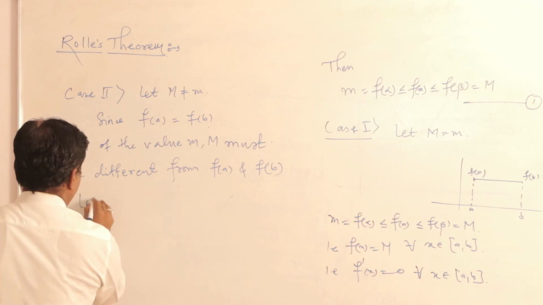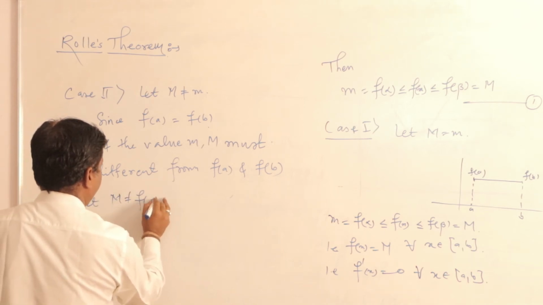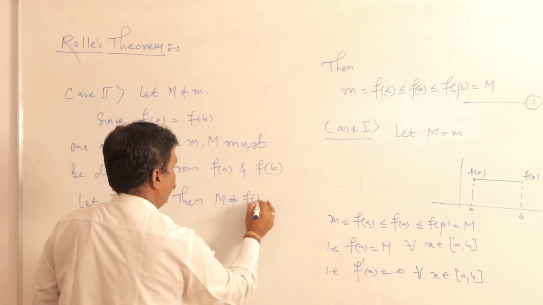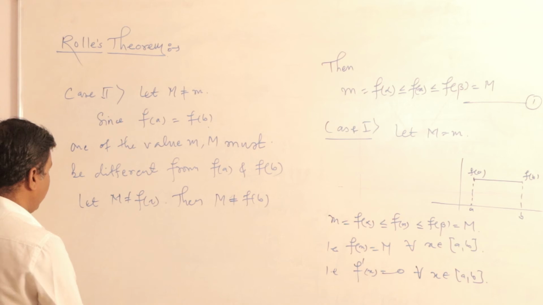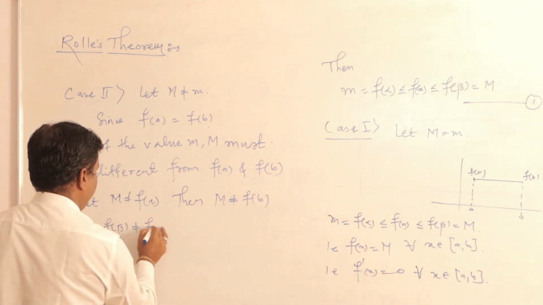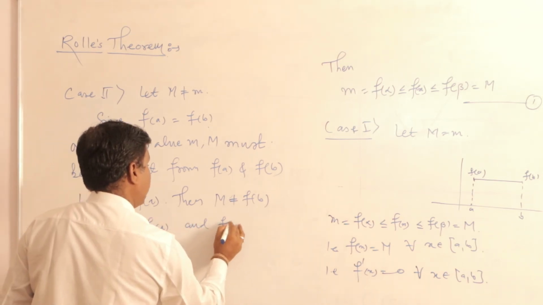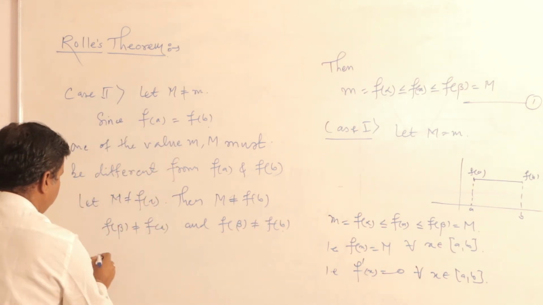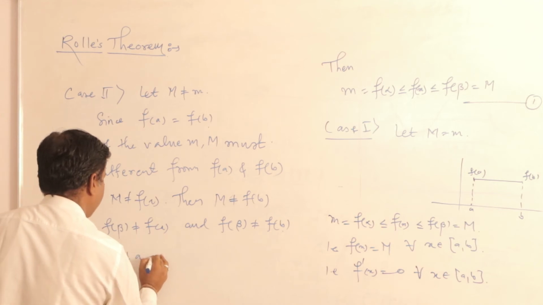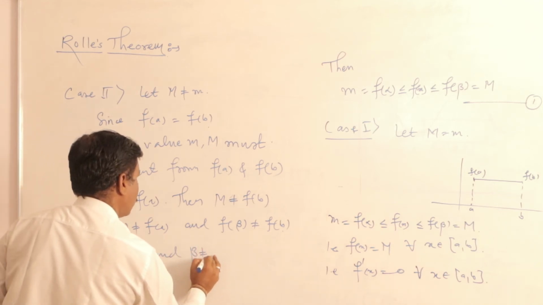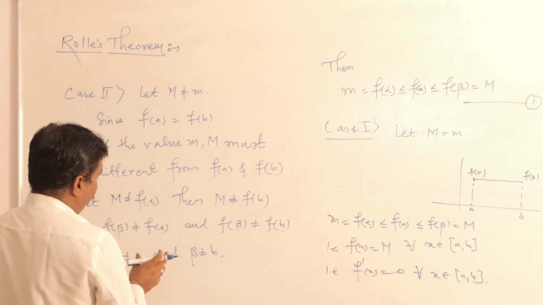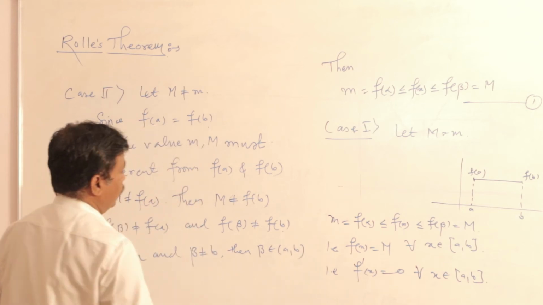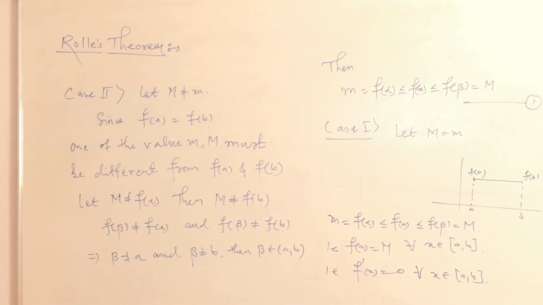So let capital M is not equal to f of a, then since f of a is equal to f of b, capital M is not equal to f of b. So this implies that f of beta is not equal to f of a and f of beta is not equal to f of b. So from this we write, this implies that beta is not equal to a and beta is not equal to b, then beta belongs to open interval (a, b), because beta is not an endpoint.